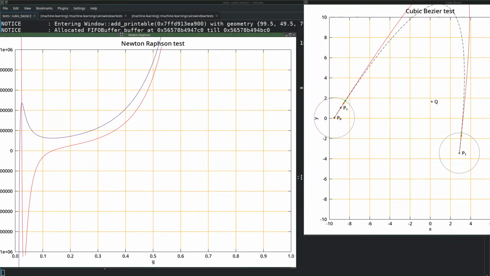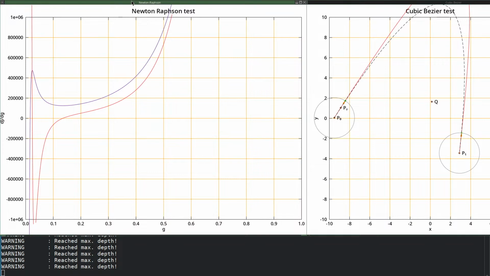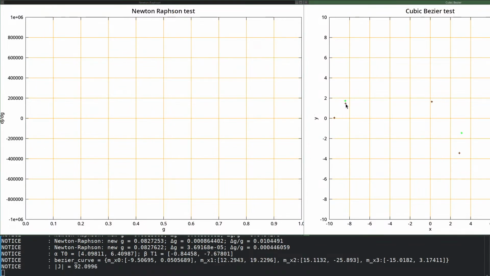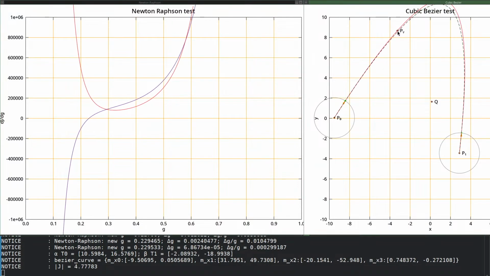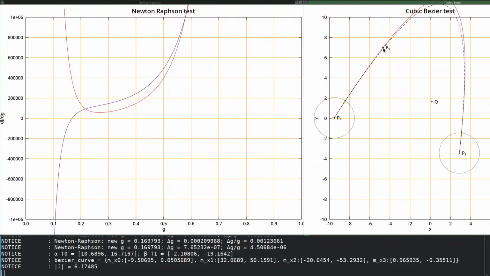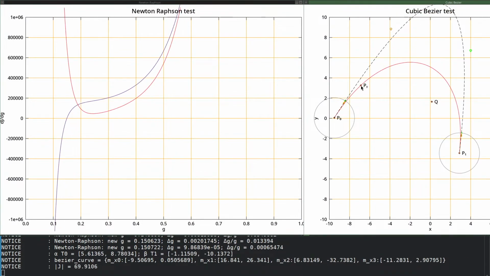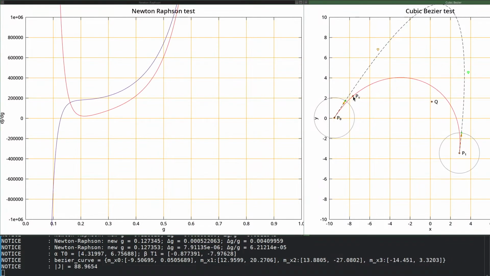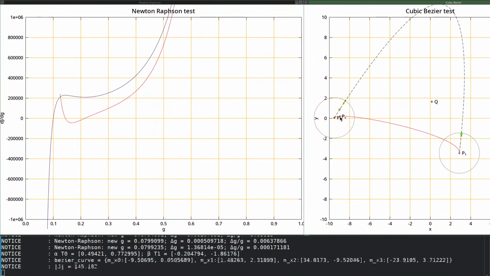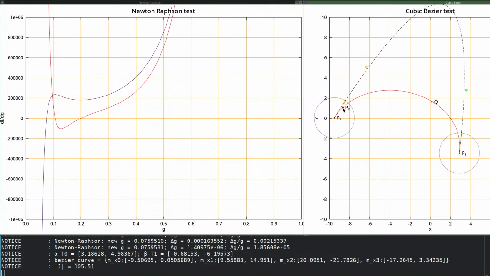Cool. And that leads to this curve, the red one. Yeah, cool. So before, it could not calculate it when I was close to one of these points and then crossed the quadratic Bezier.